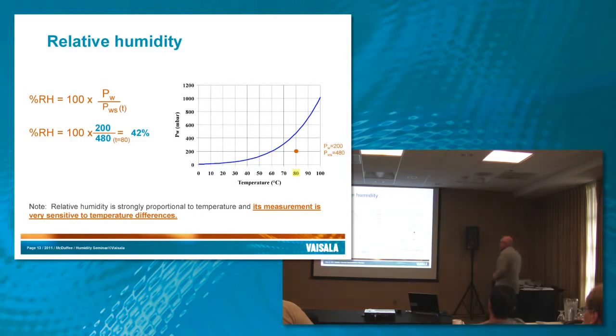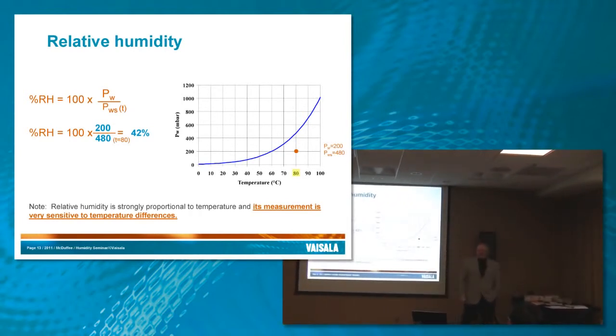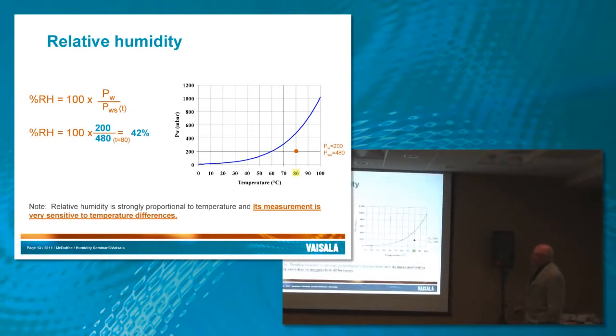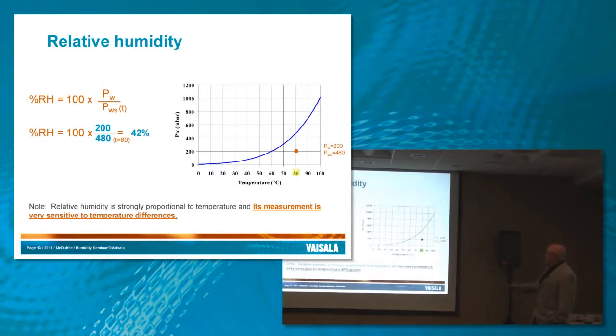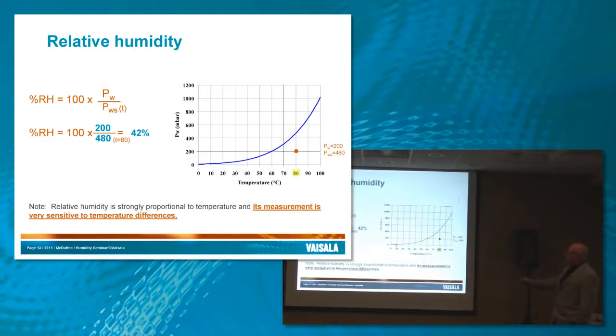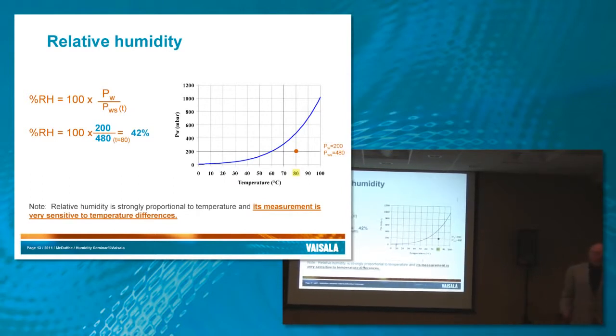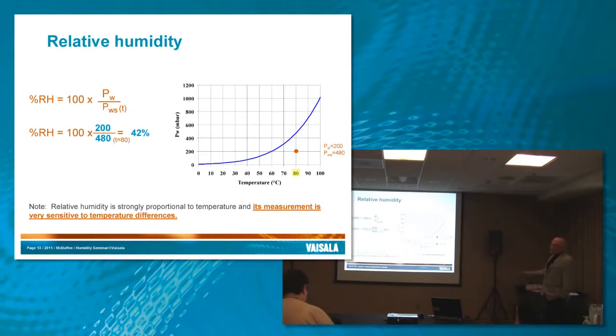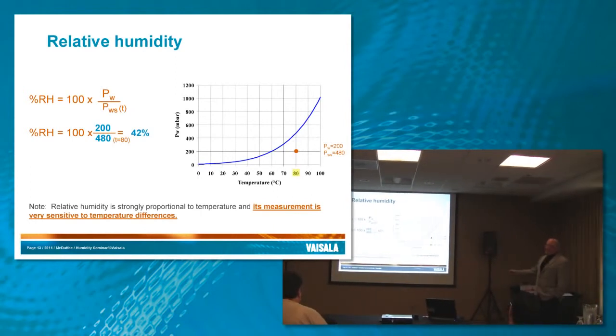So if you have a point here on the chart, this point here, you've got a PW measured at 200 and a PWS at 480. So we go up here and across. So your relative humidity is 42%. But again, it's important to note that as the temperature changes, PWS here changes. So if your sensor is measuring relative humidity and you don't have a stable temperature, this keeps changing. And if this keeps changing, your measurement is going to be off. And we'll talk a lot more about that in the best practices section.